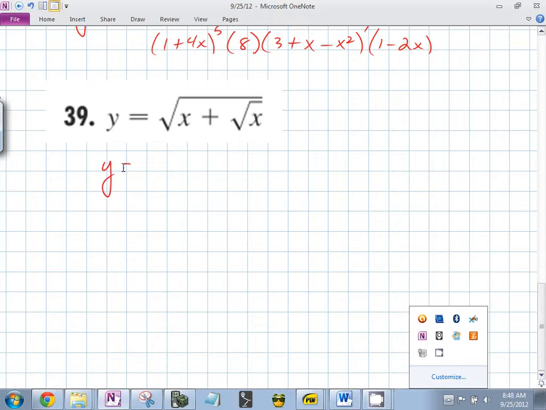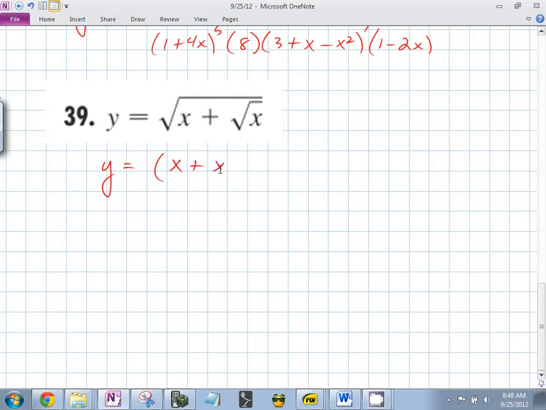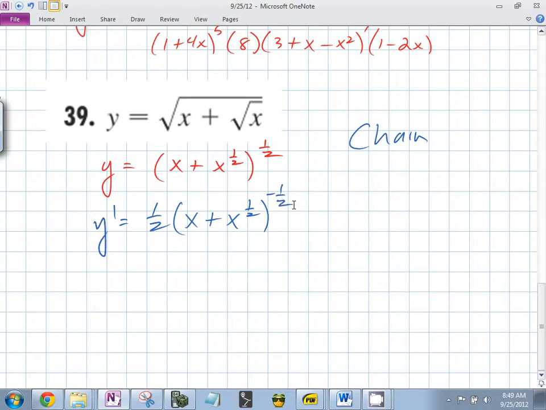Yeah, so it's y equals x plus x to the 1/2, all to the... Yeah, so what's the overall rule you're going to use here? Chain rule. Y prime, what do you drop to the front? Times what's on the inside to the what power? Times the derivative of the inside, which is 1 plus x to the... Done. Stop there. Stop.